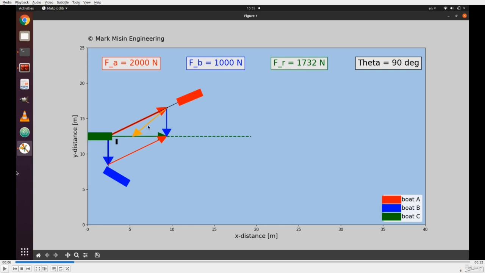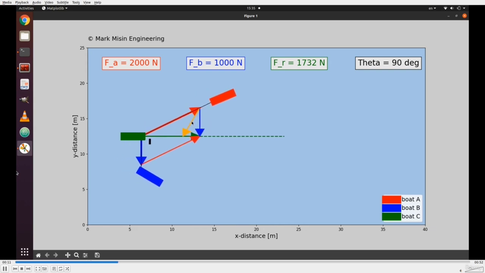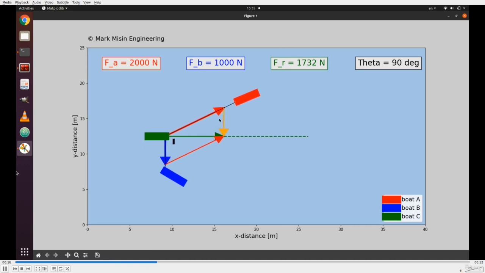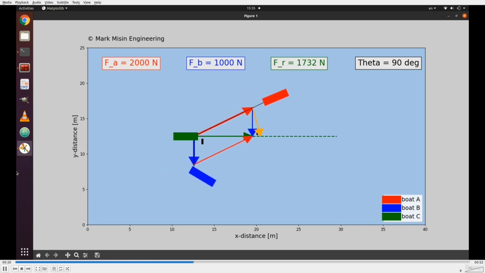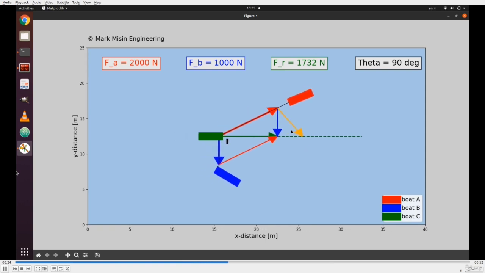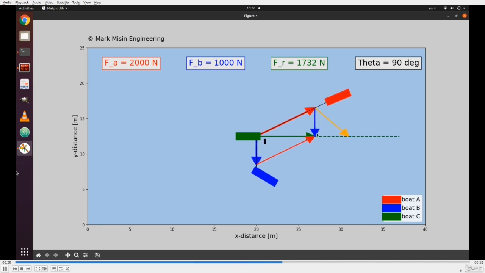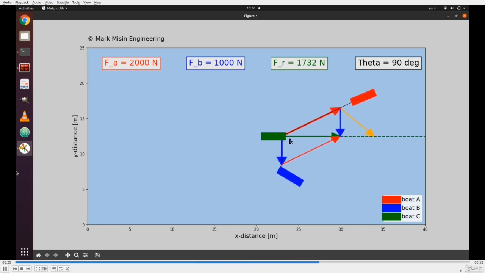Here in orange you can see alternative FB vectors. You can see that in all other cases it's longer than this minimum case. So in whatever other direction it goes, the magnitude of FB is always longer than this minimum case here. So that's why theta needs to be 90 degrees.